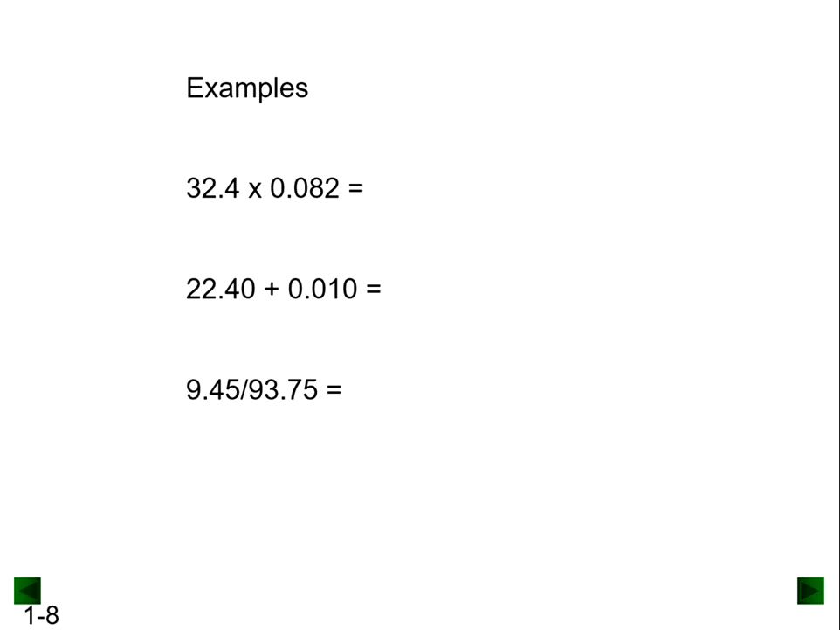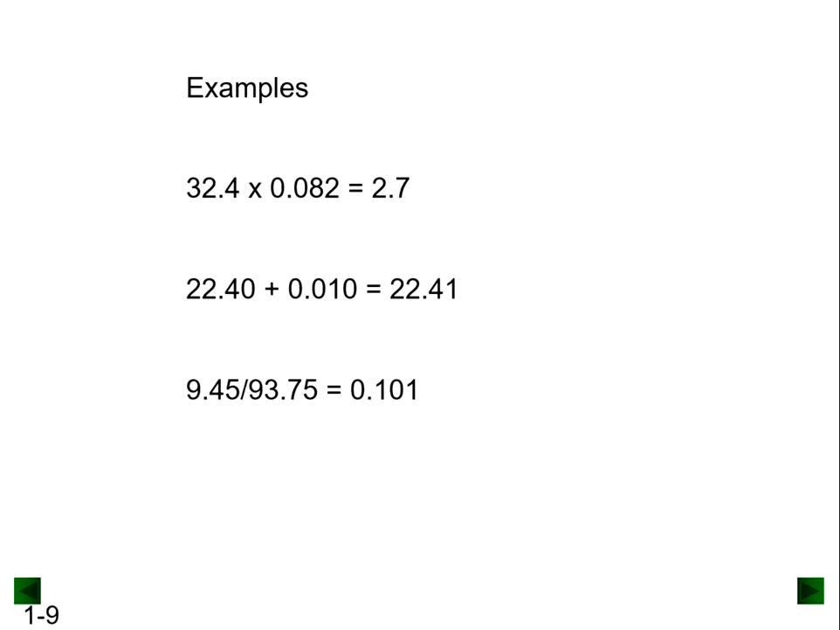Moving on to the answers. We see in the first case, this is a multiplication. 32.4 has 3 significant figures. 0.082 contains 2 significant figures, the 8 and the 2. If we multiply these numbers out, we get an answer that needs to have 2 significant figures, that is 2.7.